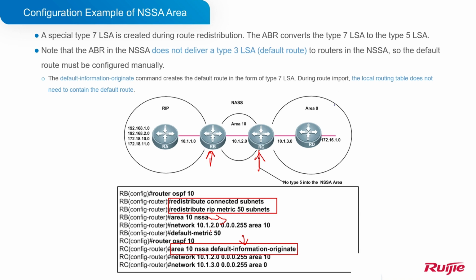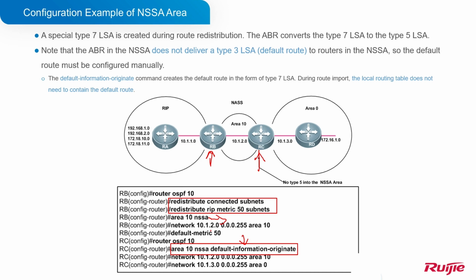And then we don't need to manually configure the 0.0.0.0 default information on our routers, because for this command, the local routing table does not need to contain the default route. We just use the default-information originate command, and then the NSSA area will generate the default route, and we can use this default route to access the external network. Okay, so this is the difference between an NSSA area and the stub area.